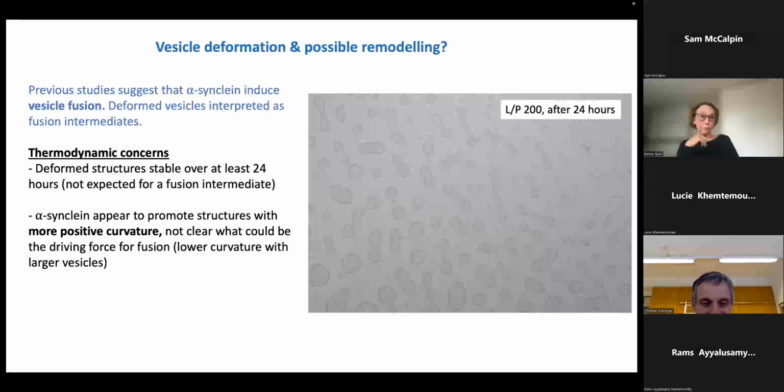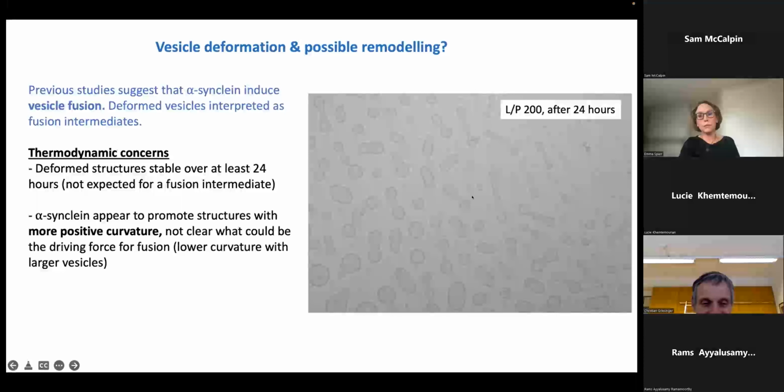So previous studies have suggested that alpha-synuclein induces vesicle fusion. We have published papers on that. And then these kinds of structures that are seen here with this little neck and so on are interpreted as fusion intermediates. For us, this led us to think we were a bit confused about this finding, so we tried to look into it a little bit.